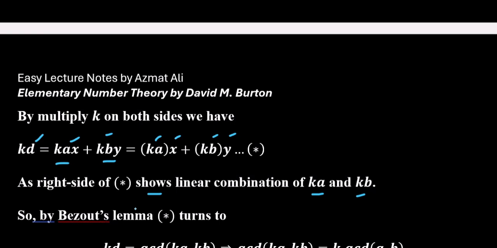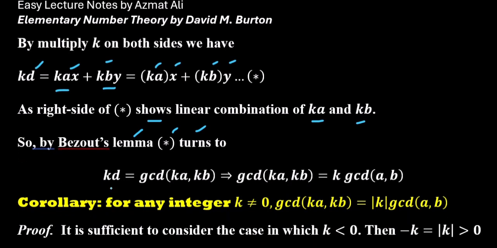So by Bezout lemma, star turns to kd is equal to GCD of ka, kb. What is Bezout lemma? Actually, the Bezout lemma says GCD is the smallest positive integer that can be written as a linear combination of these. So if we have a linear combination for some integers x and y, this can be expressed as the GCD of ka and kb. This implies GCD of ka, kb is equal to k times d. What is d? d is GCD of a and b. That completes the proof.